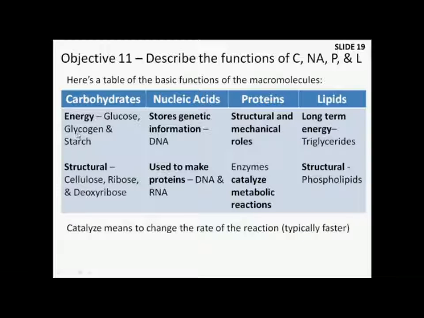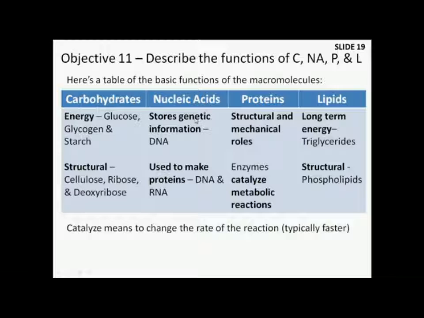Glycogen and starch, energy storage. Remember, glycogen is energy storage for animals. Starch, energy storage for plants. If you're hearing me repeat something, it's probably a good indication that it's important. And then structurally, we'll get into those too. You'll see carbohydrate sugars within DNA. Ribose for RNA, deoxyribose for DNA. That's why it's called DNA, because of that D right there in the sugar.